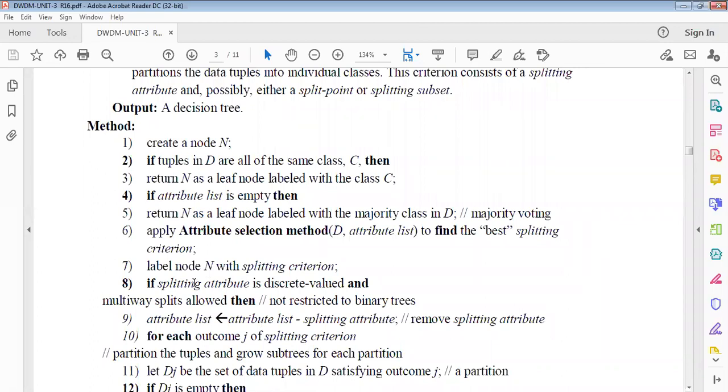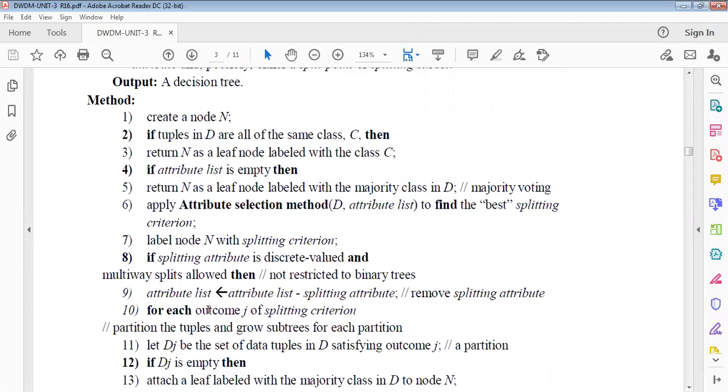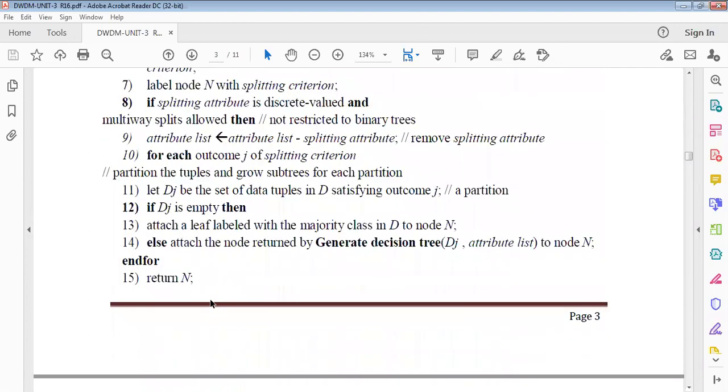By using the attribute selection method, if the splitting attribute is discrete valued and multiple splits are allowed, then you get the attribute list and splitting attribute. Removing the splitting attribute, we store the rest into the attribute list. In this way, you process, and finally you get the decision tree.